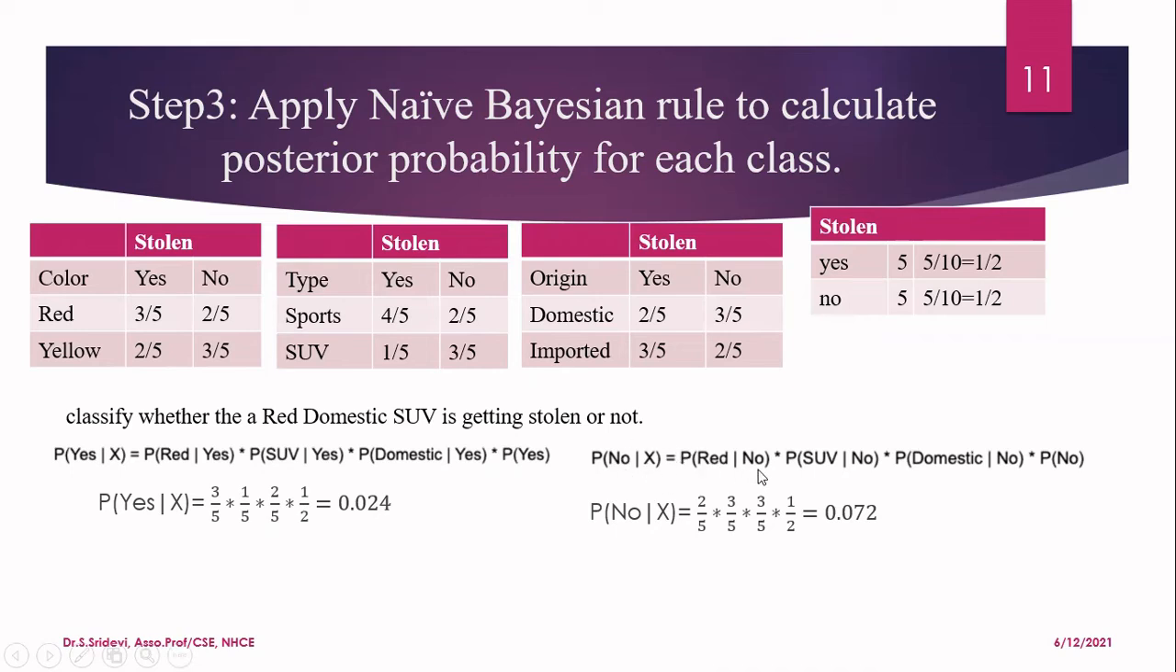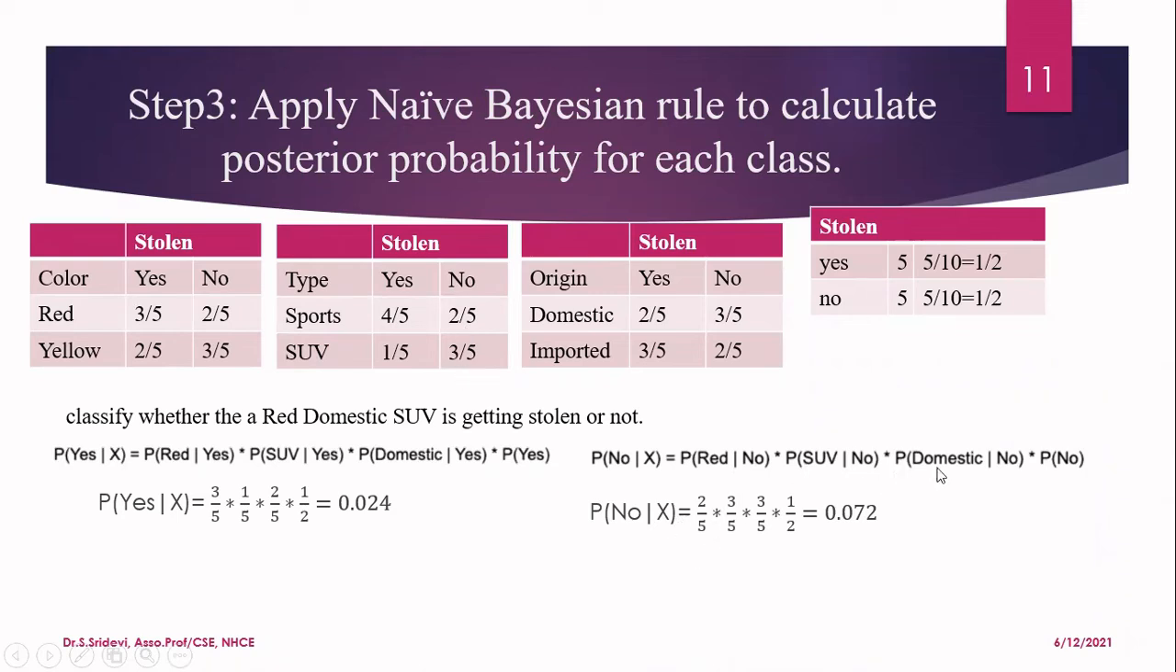Probability of red given no multiplied by probability of SUV given no multiplied by probability of domestic given no multiplied by probability of no. So probability of red given no is nothing but in the first table, when color is red, no is having the probability as 2/5. And probability of SUV given no is nothing but in the second table, when type is SUV, stolen with no is 3/5. So the second term is 3/5.